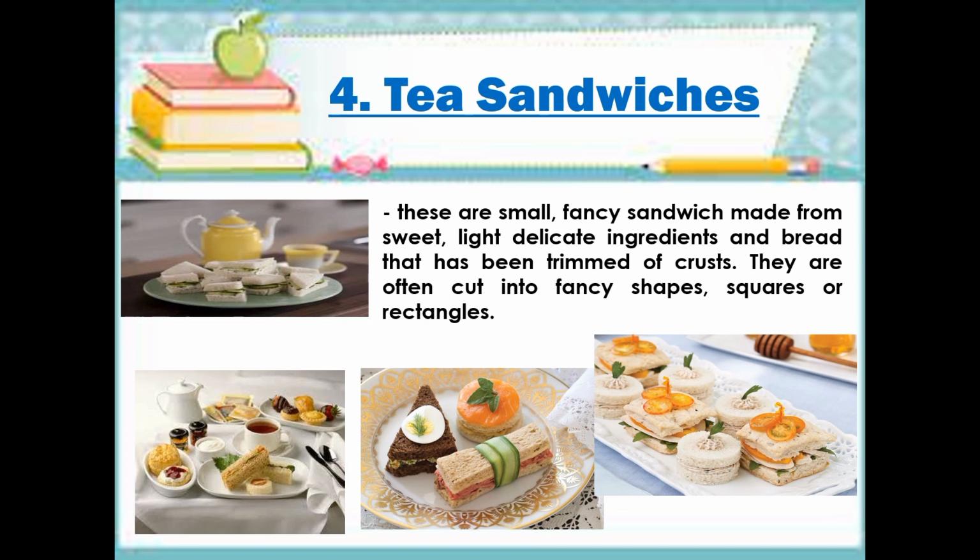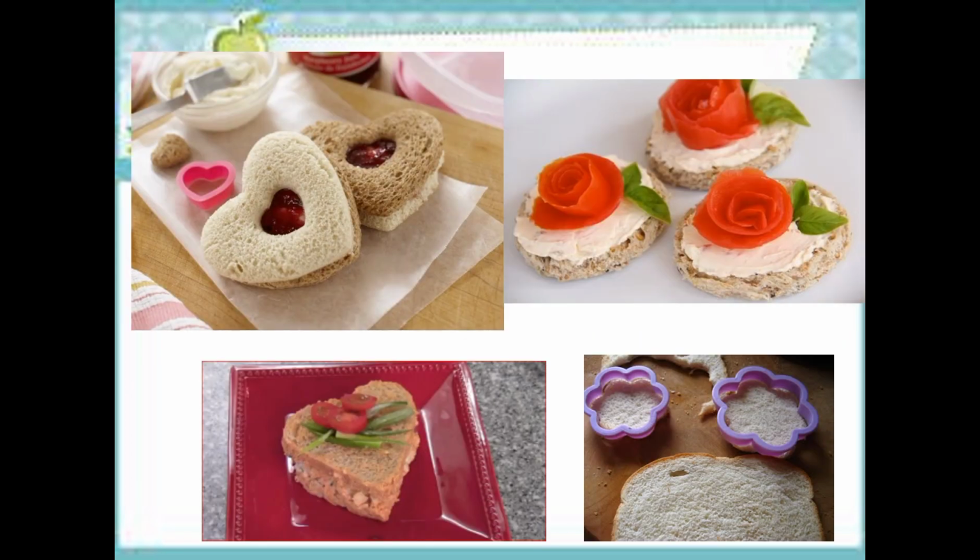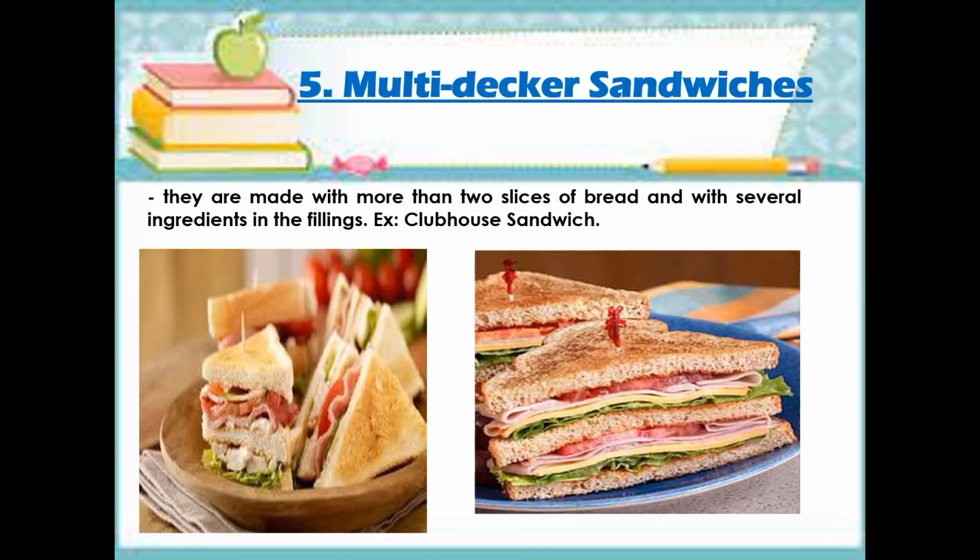4. Tea sandwiches. These are small fancy sandwiches made from sweet, light, delicate ingredients and bread that has been trimmed of crust. They are often cut into fancy shapes, squares, or rectangles. Examples. 5. Multi-decker sandwiches. They are made with more than 2 slices of bread and with several ingredients in the fillings. Example, clubhouse sandwich.